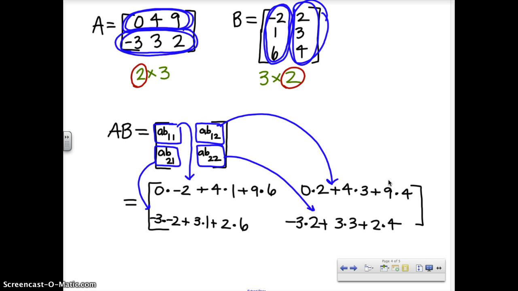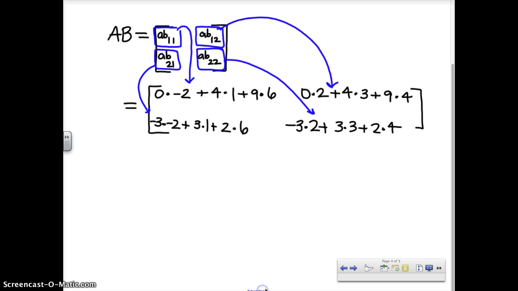Okay, so we're slowly working through this. That is a lot of steps here to figure out the product. But let's keep going. 0 times -2, well that's 0. 4 times 1 is 4, 9 times 6 is 54. So the first entry here, that 1, 1 entry, is going to be 58.